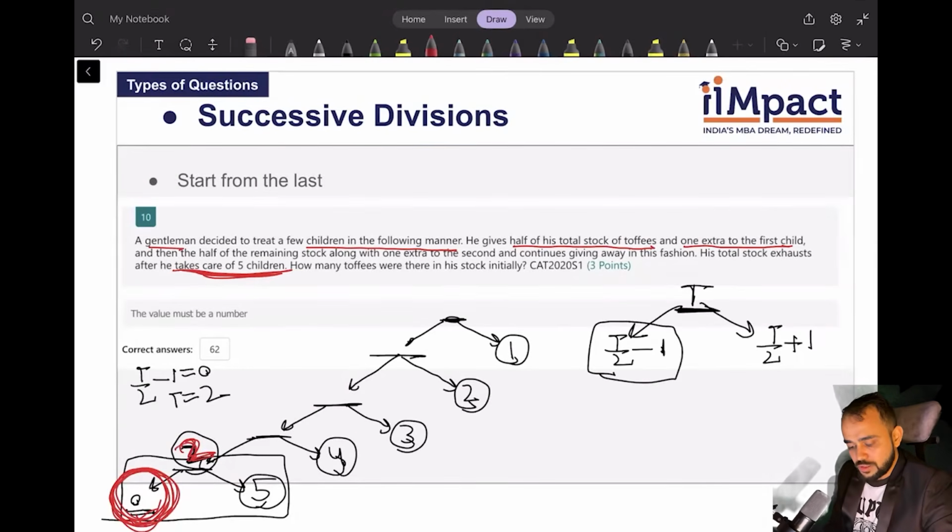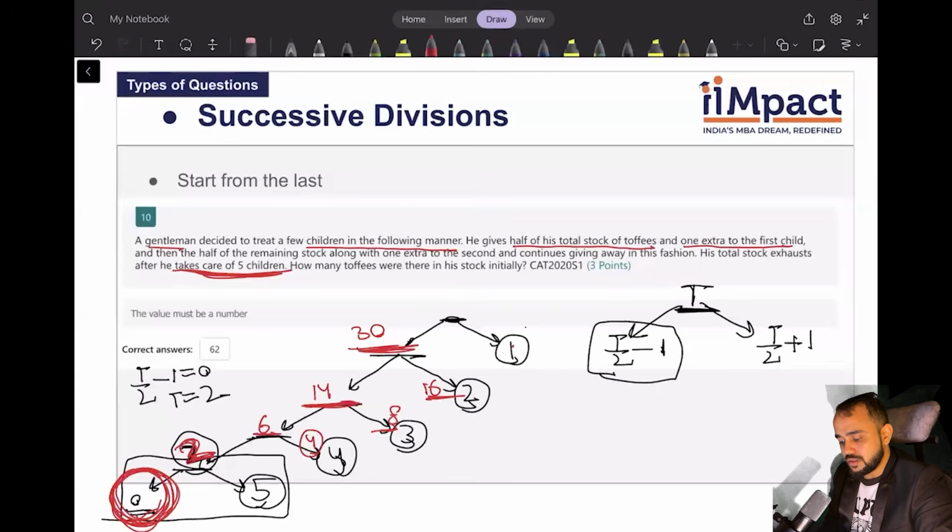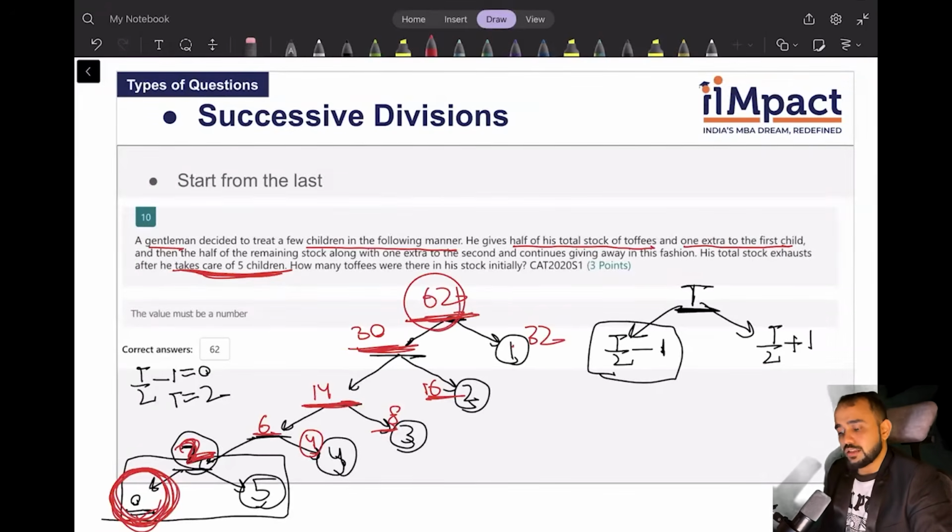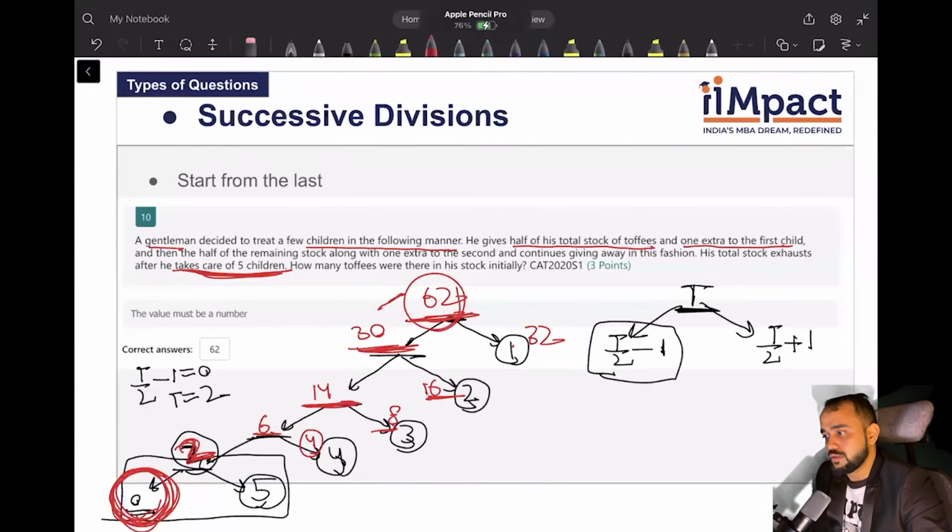So after this, if this is 2, then this will become 4. At the same level there is a gap of 2, so this becomes 2 plus 4, 6. If this is 6, this is 8, so this becomes 6 plus 8, 14. If this is 14, this will become 16, 14 plus 2, and this becomes 30. And if this is 30, this becomes 32, or total becomes 62. This is literally the only approach to solve this question. If you start from this number and go down, it is going to be 0.